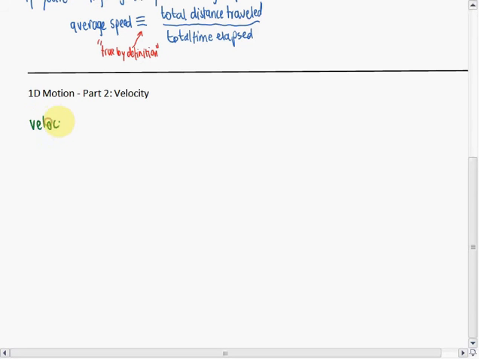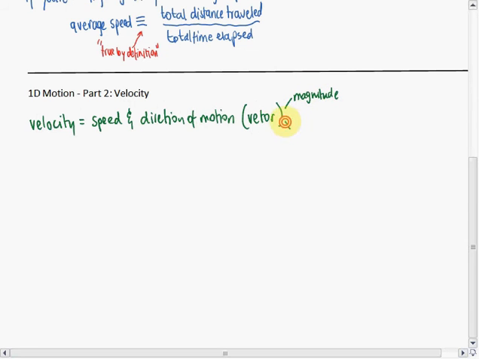So velocity is defined as the speed and direction of motion. It accounts for both of those. It has magnitude and direction, and is therefore known as a vector quantity. Vector quantities have magnitude and direction, and can be something like velocity, acceleration, force, and so on. Even friction is a vector quantity, right? It takes account of the direction in which something tends to be moving. Okay, a really important distinction between the two there.